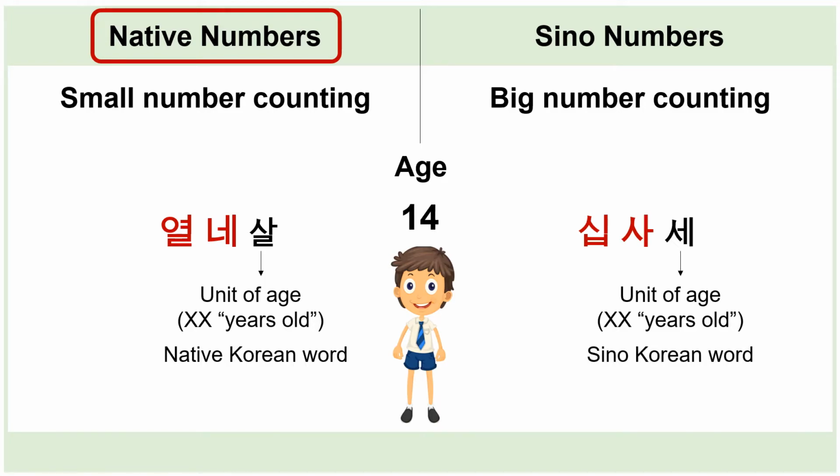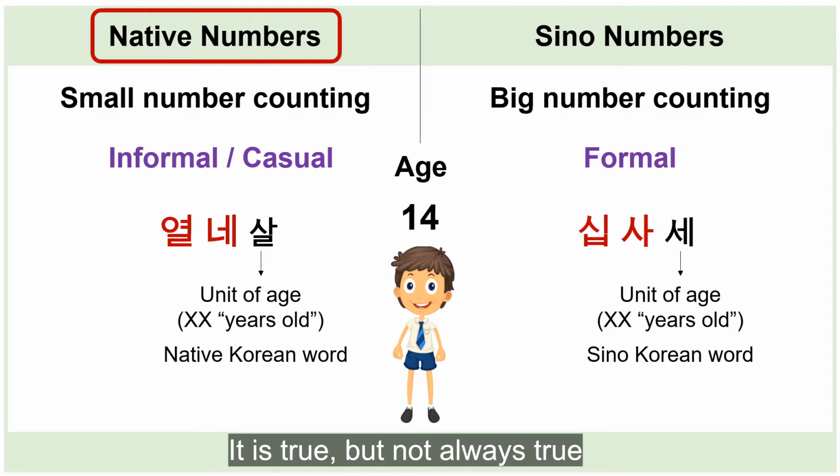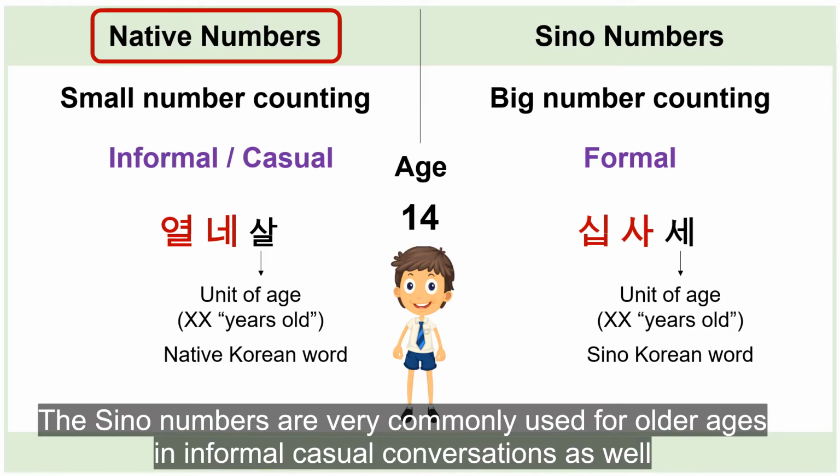And you may be taught that these Sino numbers for age are normally used in formal situations, and the native numbers for age are normally used in informal casual situations. It is true, but not always true. The Sino numbers are very commonly used for older age in informal casual conversations as well.